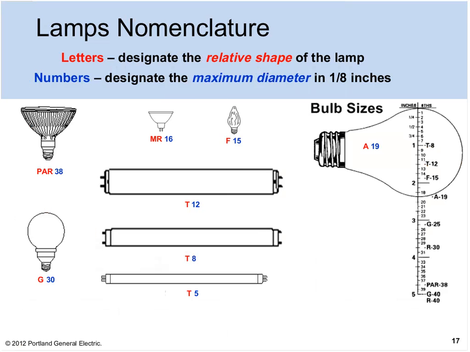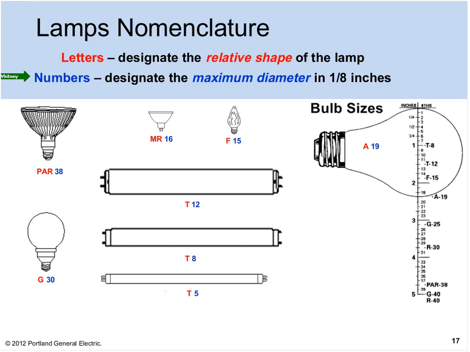We had a little math. We still have a little math to go. So in this section, we're going to discuss two common lamp families, incandescent and fluorescent. But first, some terms that will help us describe lamps. Unfortunately, as I said, it does involve a little bit of math. The letters are going to designate the relative shape of a lamp, while the numbers designate the maximum diameter in eighths of an inch.